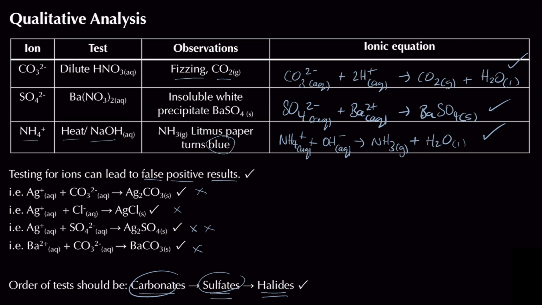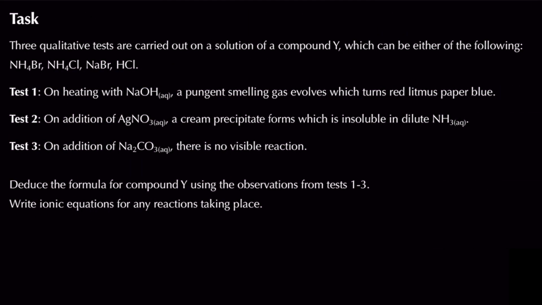So again, just some equations that you need to remember and need to be able to reproduce when asked about false positives. But they are pretty similar in terms of their pattern. The silver ions or the barium ions, they're going to be reacting with the thing that you don't want. So moving on to the next one then, feel free to pause the video, have a go at the following task, and then resume once you're ready to go over the answers.